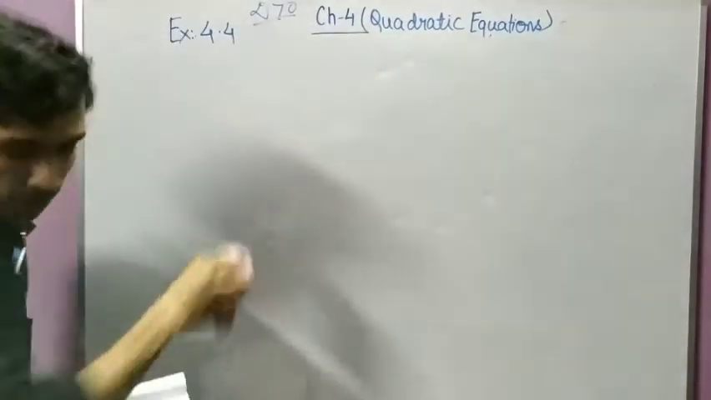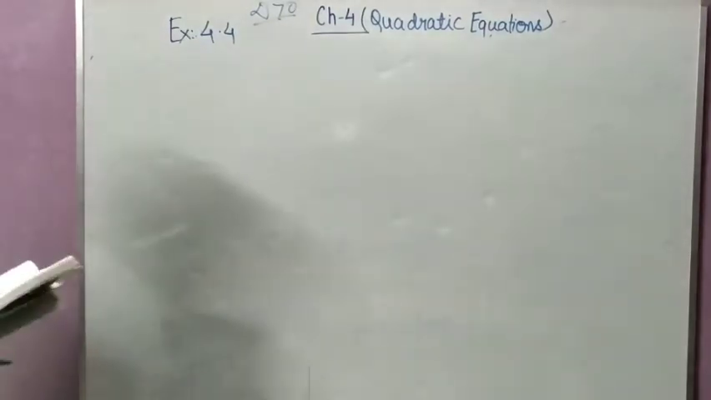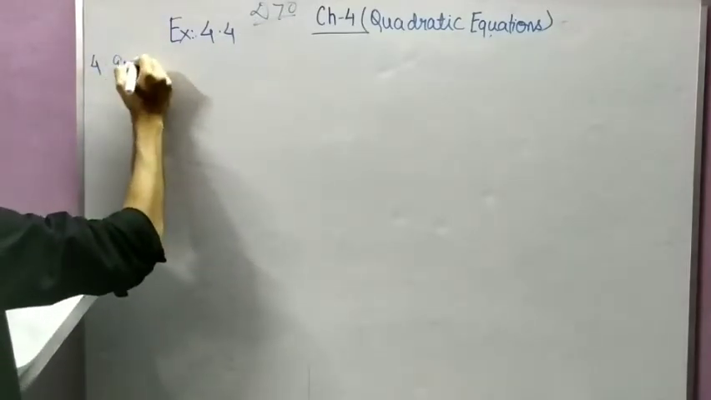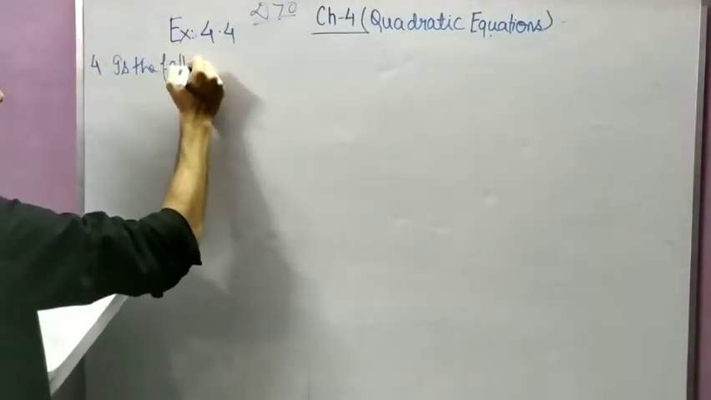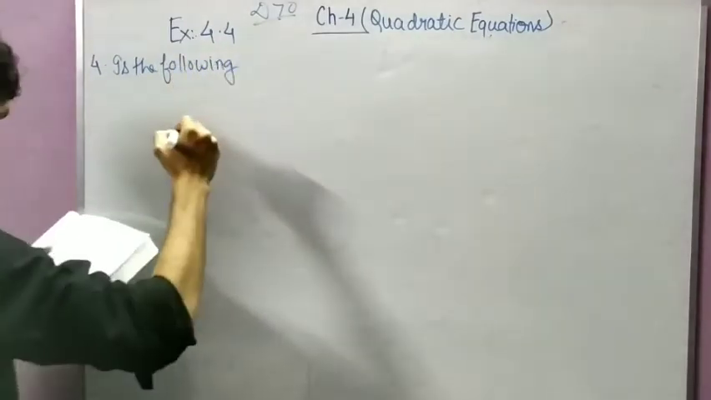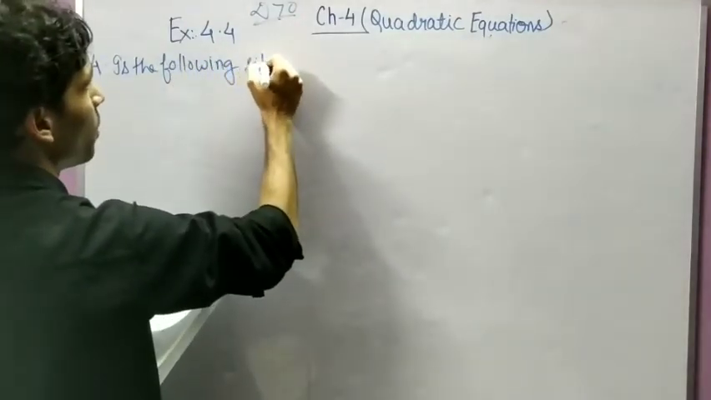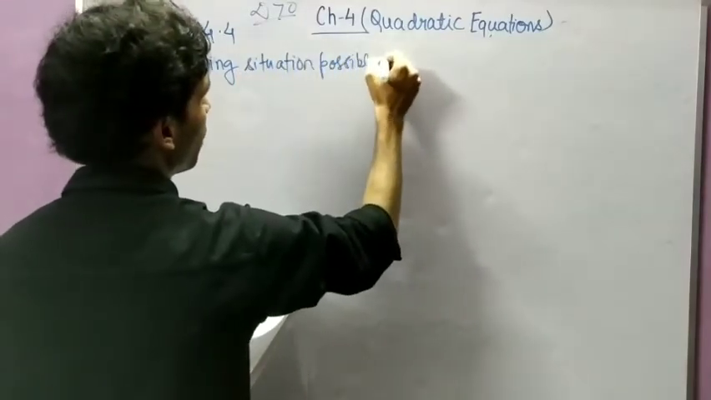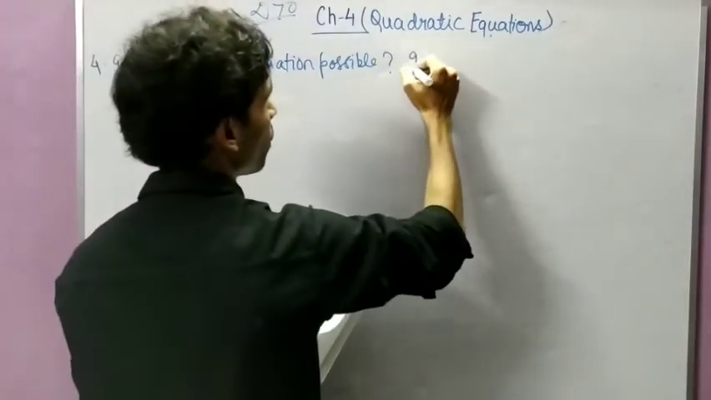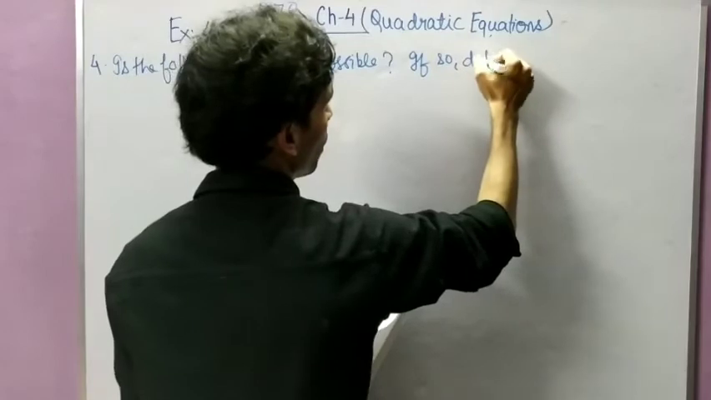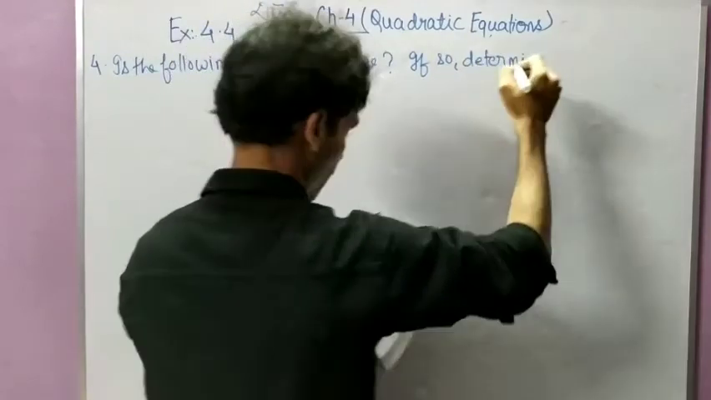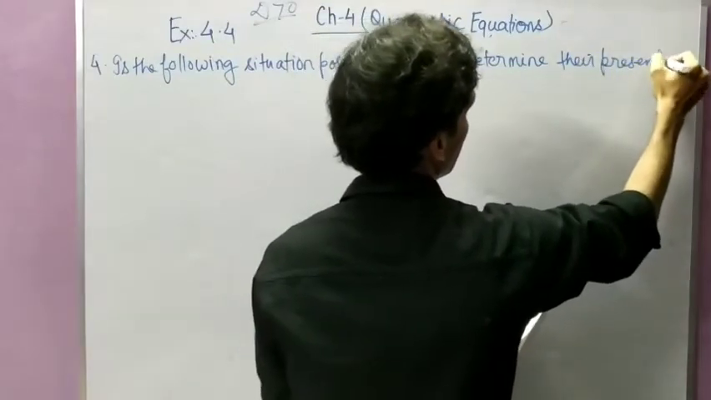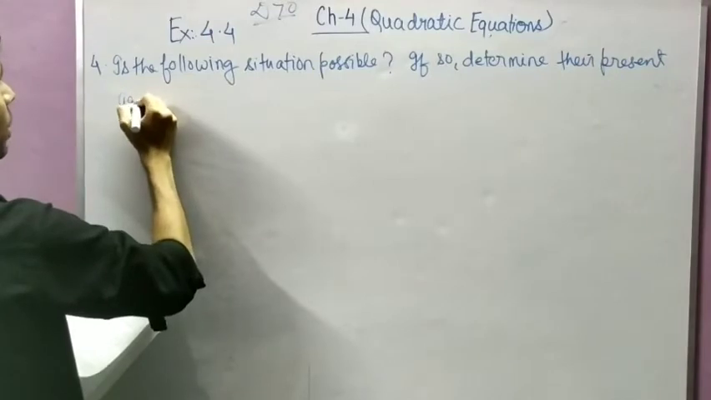So students, see what the last question is. Question number 4 is the following: Is the following situation possible? If so, determine their present ages. Determine their present ages.